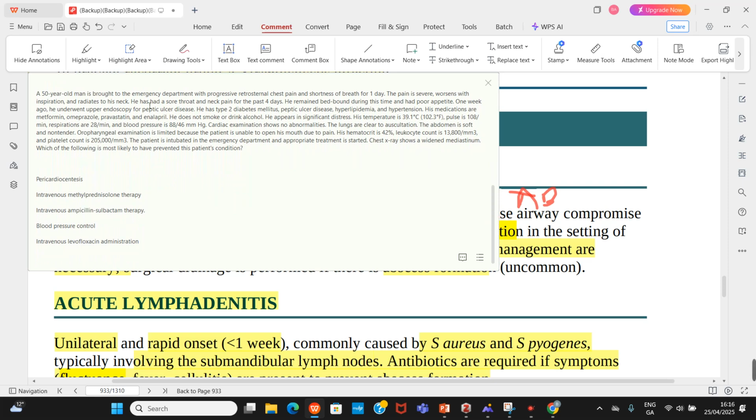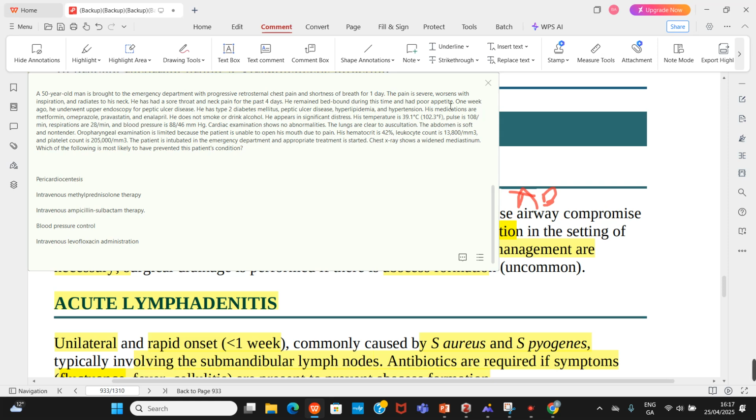A 50-year-old man is brought into the emergency department with progressive retrosternal chest pain and shortness of breath for 1 day. The pain is severe, worsens with inspiration, and radiates to the neck. He had had a sore throat and neck pain for the past 2 days. He remained bedbound during this time and had a poor appetite. 1 week ago, he underwent upper endoscopy for PUD.